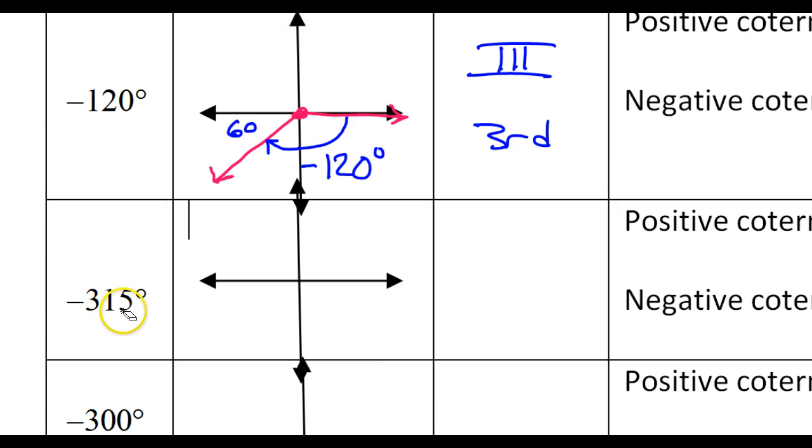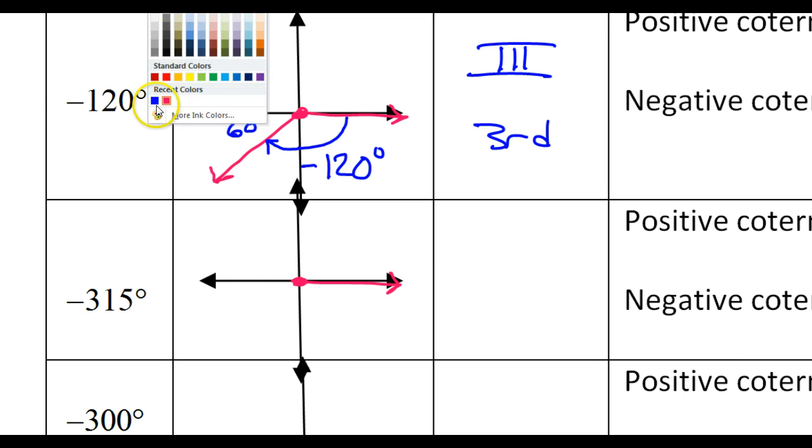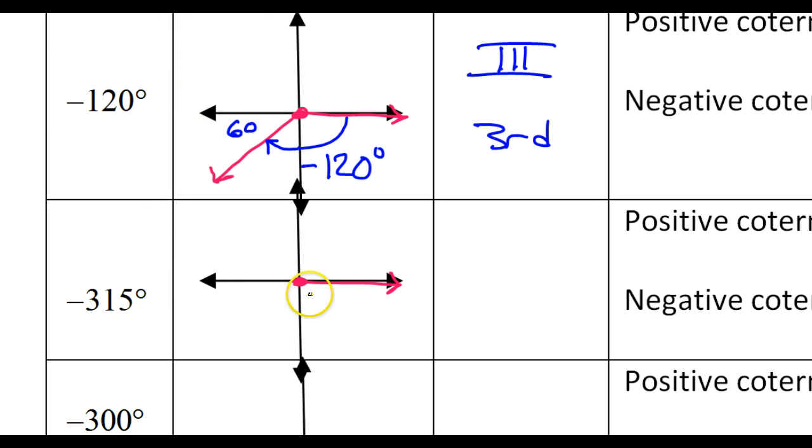How about negative 315 degrees? Here is the initial side, negative 315, so I'm going clockwise with it. There's negative 90, negative 180, negative 270. Obviously if I went all the way, that would be negative 360, so I don't want to go that far. I'm going to stop short of that, so that's going to put me here in the first quadrant.